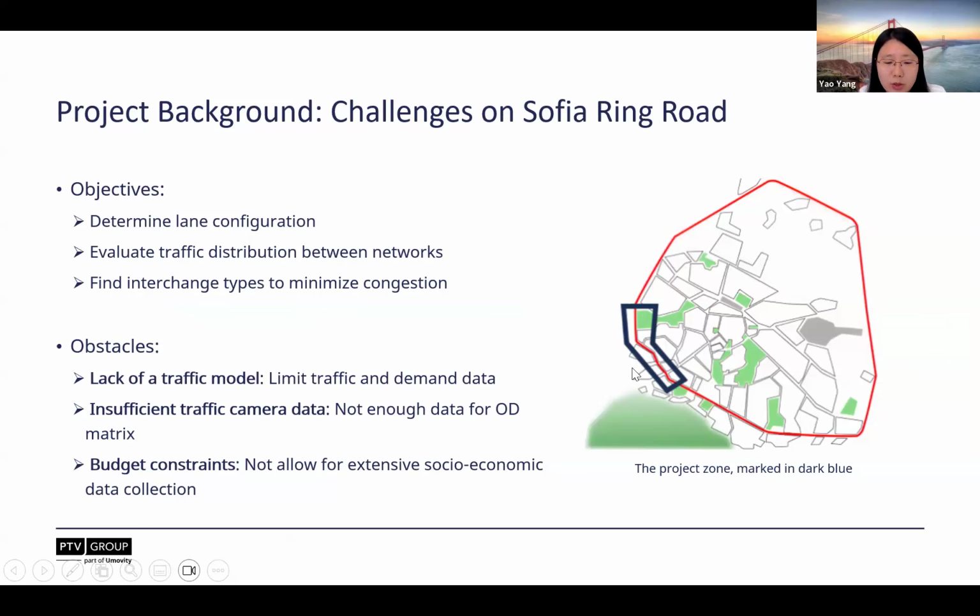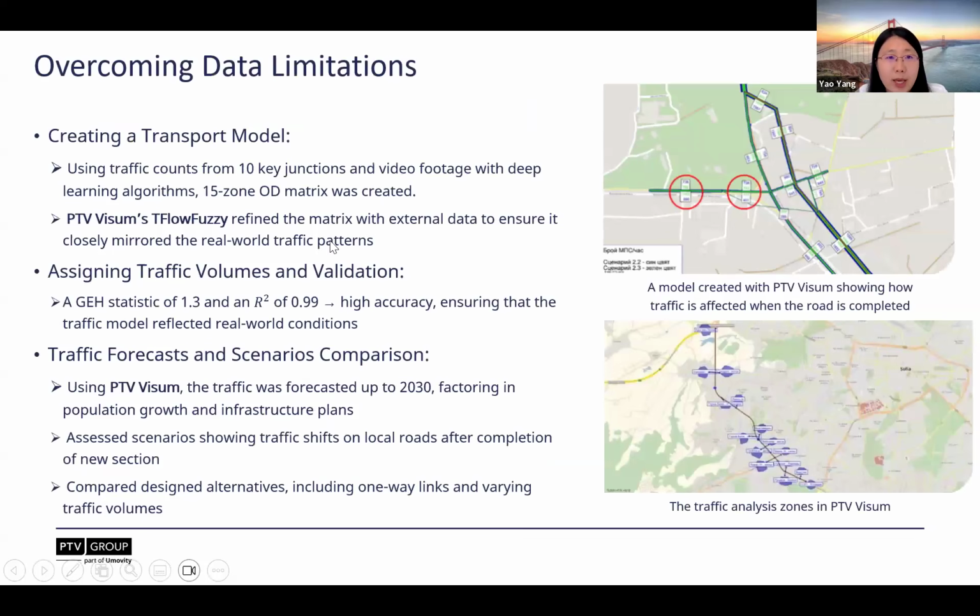This 8-kilometer road is currently being used for the feasibility studies and for analyzing the key issues like lane capacity, interchange design, and traffic distribution. The obstacles faced by the project team were the lack of a traffic model because there was limited data, insufficient camera data, not enough for the OD matrix, and also some budget constraints.